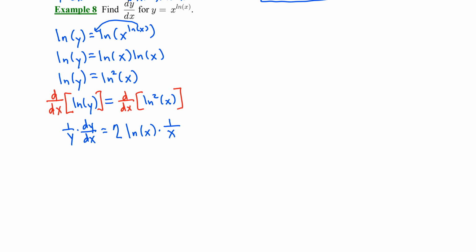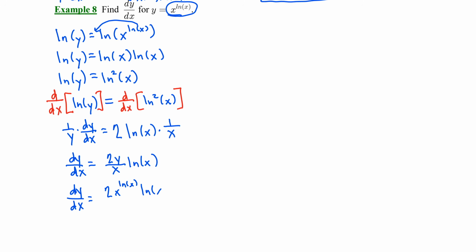We finish, as always, isolating the derivative of y with respect to x by multiplying both sides by y. So I'm going to rewrite this 2y over x natural log of x. Y from the original function is x to the natural log of x. So the derivative of y with respect to x is 2x exponent natural log of x. I'm going to bring the natural log of x up to the numerator over x.